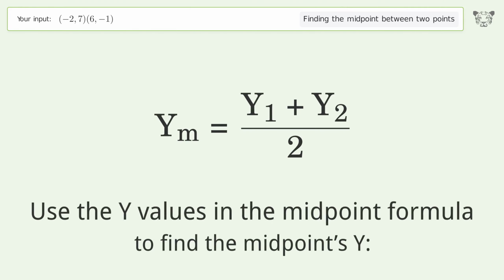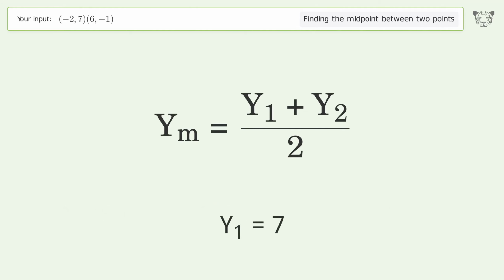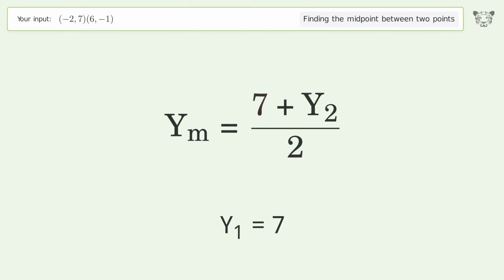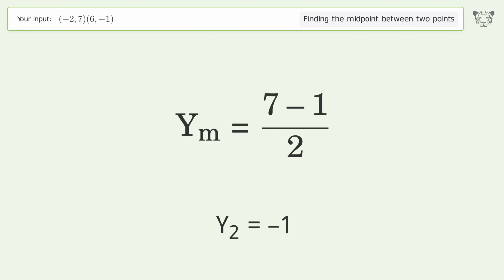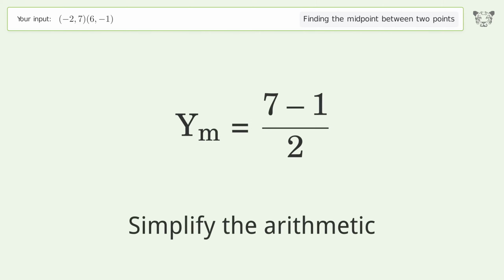Use the y values in the midpoint formula to find the midpoint's y. y1 equals 7. y2 equals -1. Simplify the arithmetic.